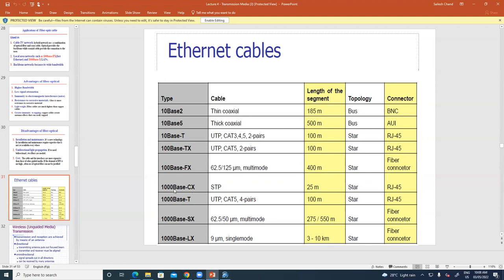400 meters with the 1000 base CX, so that's the shielded twisted pair. 1000 base SX covers about 275 to 550 meters, and 1000 base LX, single mode, covers 3 to 10 kilometers. So that's a clear advantage of fiber as compared to coaxial and the unshielded twisted pair.